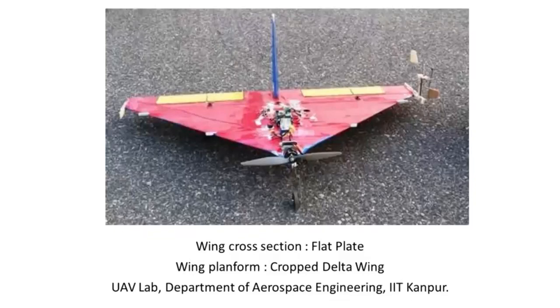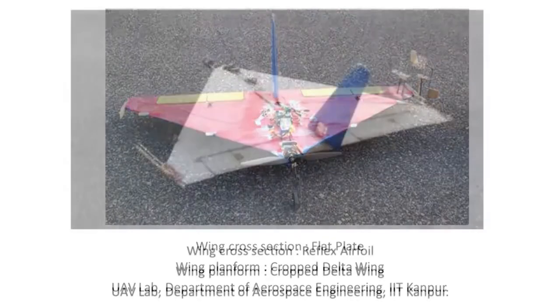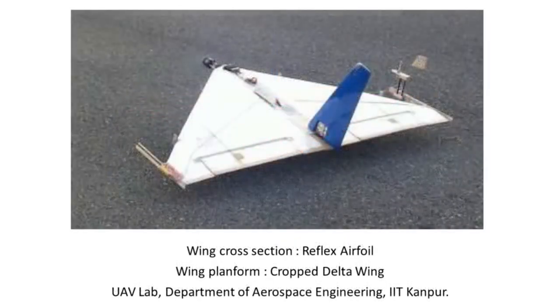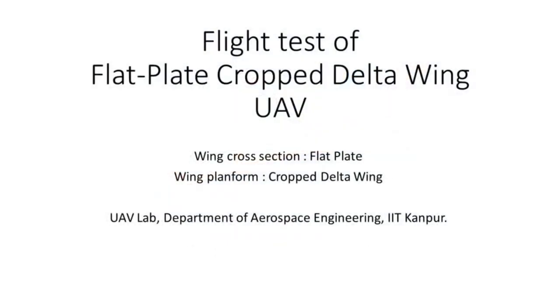These are the two UAVs with the same planform that we have just discussed. One is a flat plate configuration, the other is a reflex wing configuration. That means the profile is a rectangular cross section for the first configuration, and the second has a reflex aerofoil cross section. The aerofoil used here is NACA 23110. Let us witness the flight test of these two configurations.